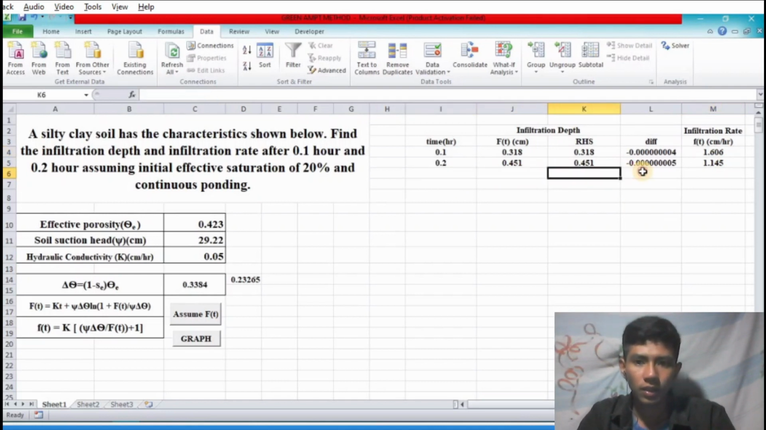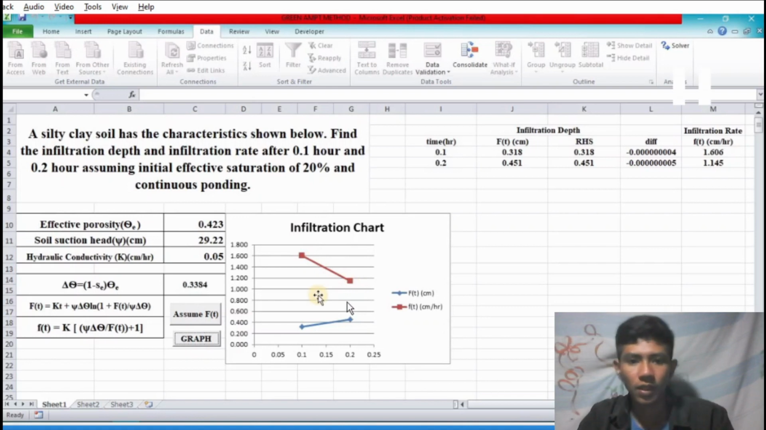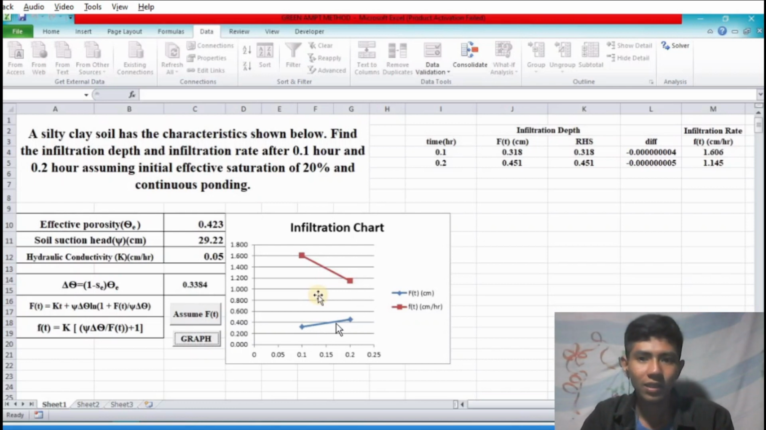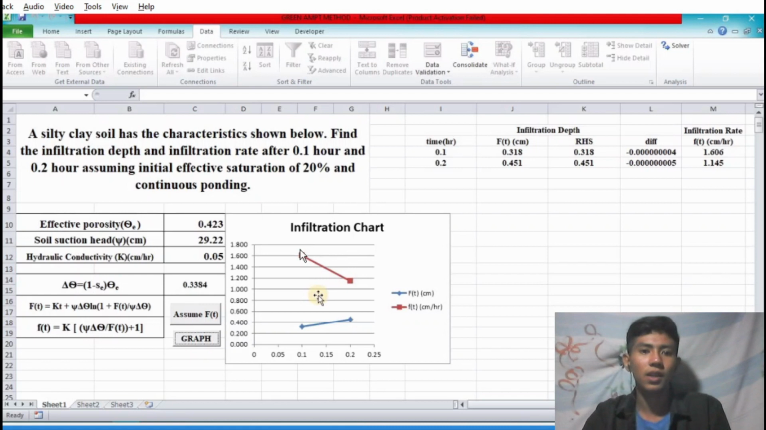Now, I've tried to make a graph with the two given data points only. Tada! This red line is the infiltration rate and this is the cumulative depth. Why is it so different? Because only two data points are given. If we proceed further and extend the time, we will get the same chart as in Horton's model, where the curves cross like that.